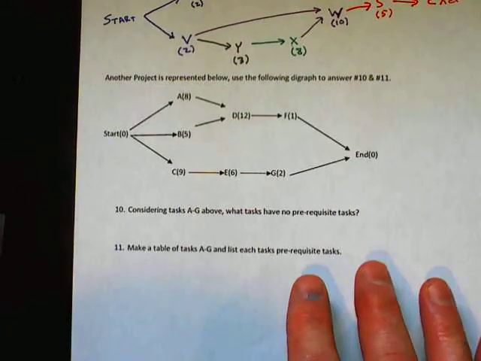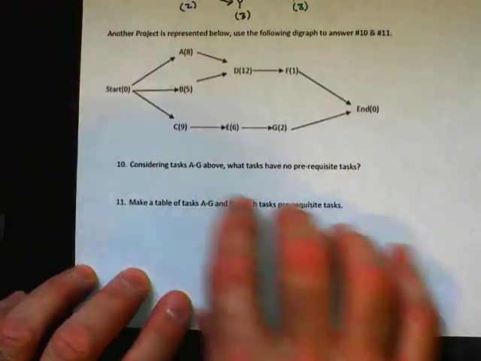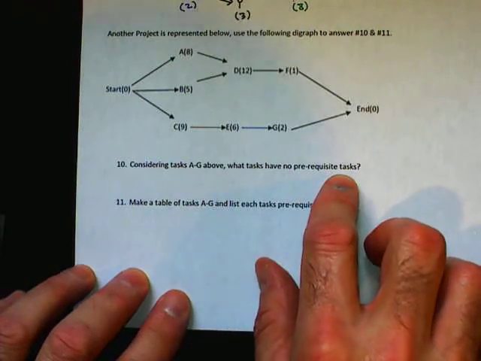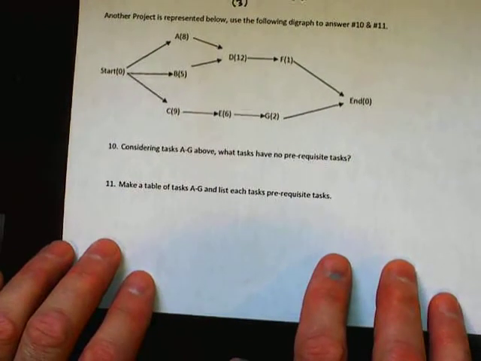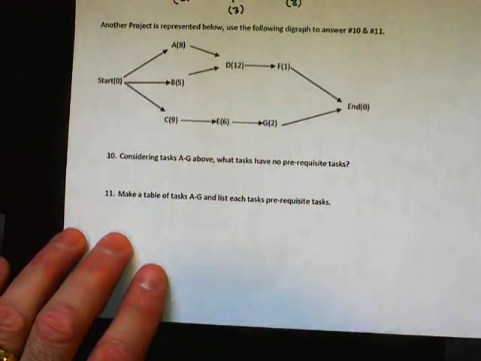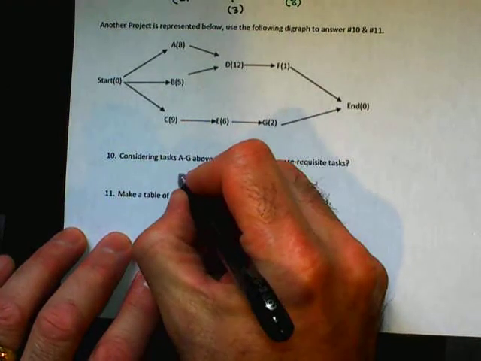Another project is represented below. Use the following diagram to answer 10 and 11. Consider tasks A through G. What tasks have no prerequisites? Well, anything that we have coming out of the start would be no prerequisites. So I'm looking at A, B, and C.